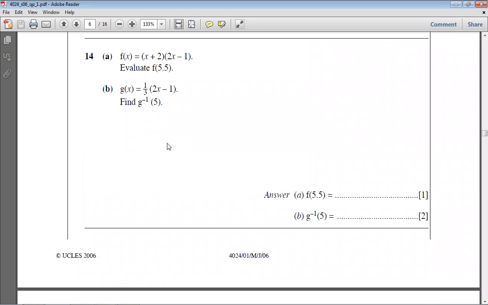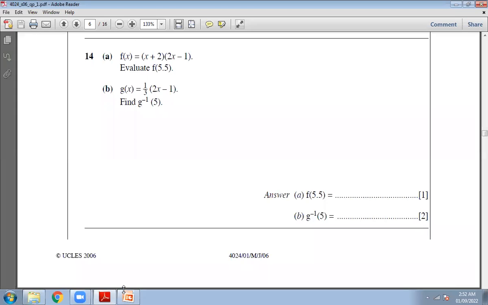So question number 14 is f of x is equals to bracket x plus 2 bracket close bracket start 2x minus 1 bracket close. He says evaluate f of 5.5. So when you have to calculate the value of f of 5.5, in the formula, wherever you have the x, you will enter 5.5. Simple.